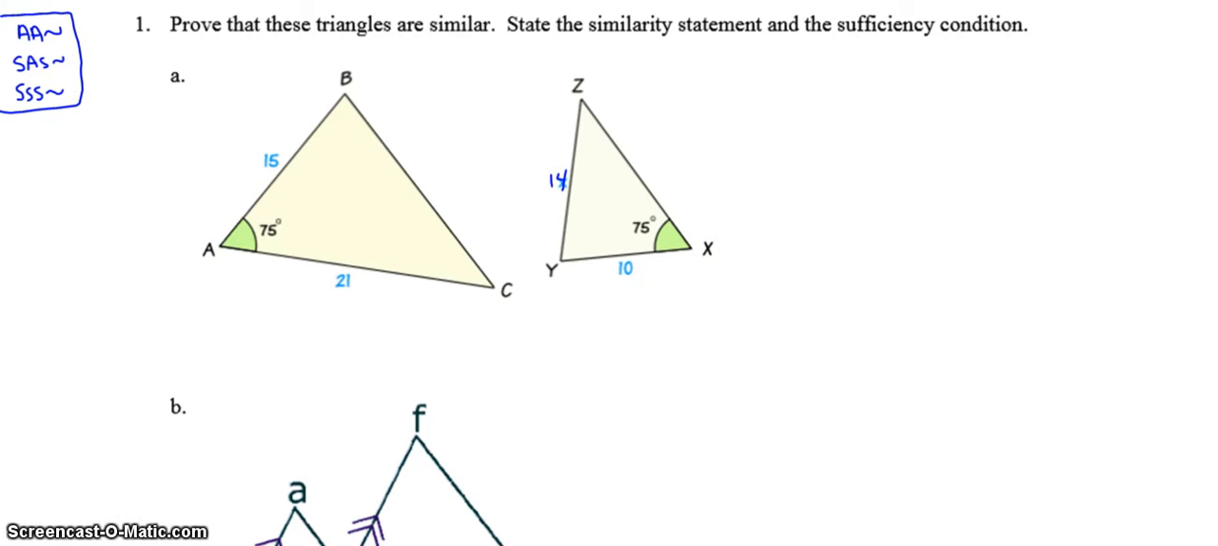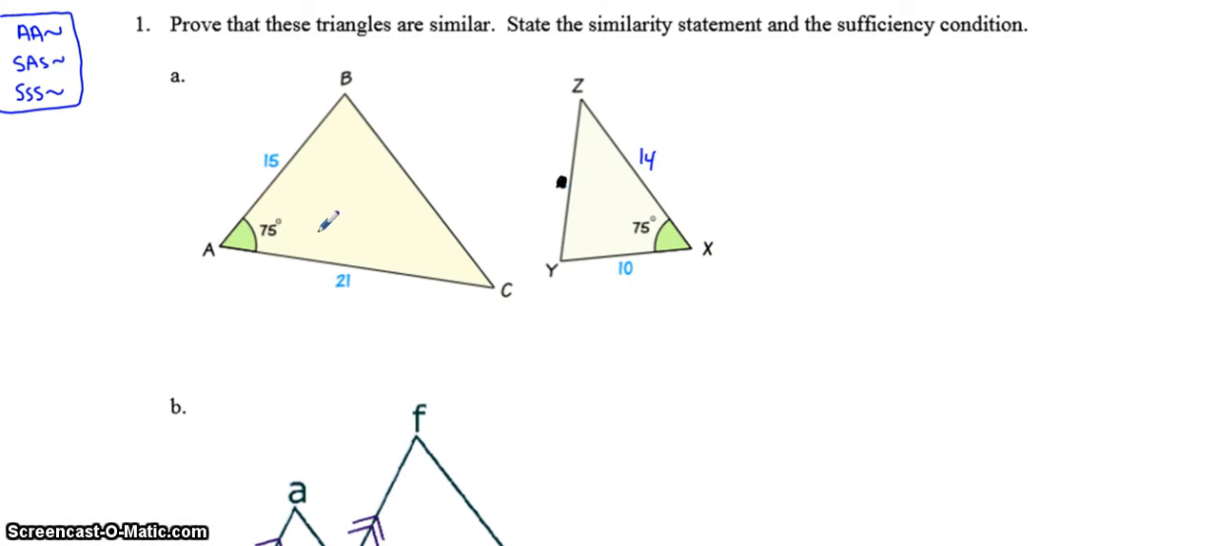Now you have to be careful because in order to use SSS, you need to know all three sides in one triangle and all three sides in the other triangle. To use SAS, you need to know two sides in one triangle, two sides in the other triangle, so you need to know four sides in total, and the angle in between them. Before we start, if you could make this correction, just scratch out that X and put a 14 on this side. And then now we are ready to begin.